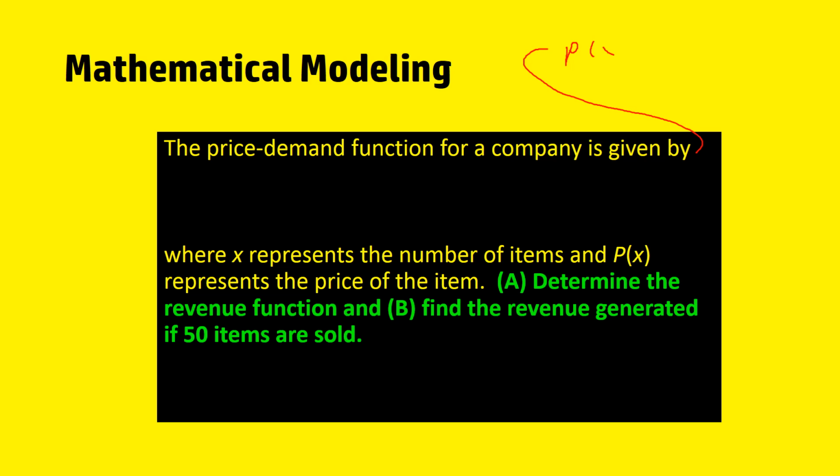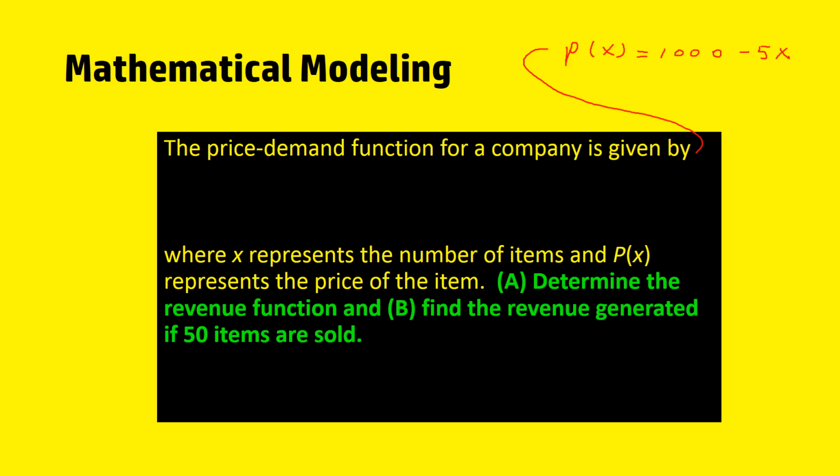P of x equals 1000 minus 5x, where x represents the number of items and P of x represents the price of an item. Okay, so you're going to have a certain demand, a certain number of units demanded to be produced and sold, and a certain price that goes with that.